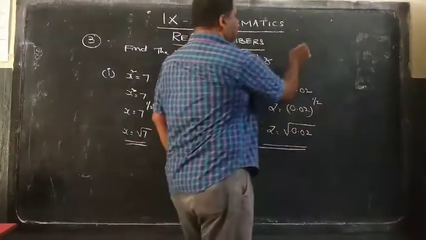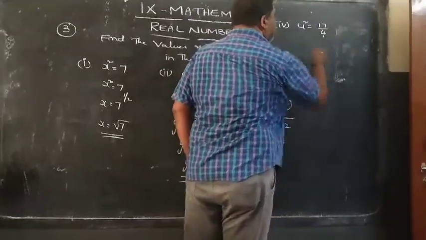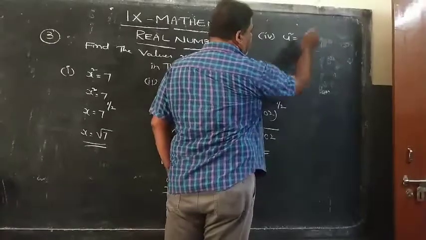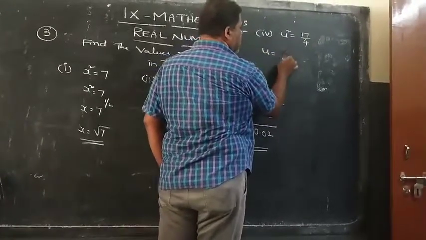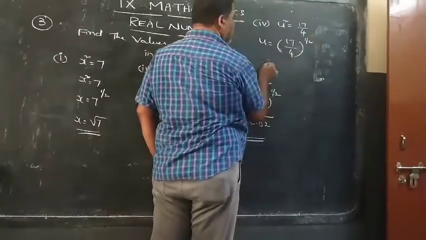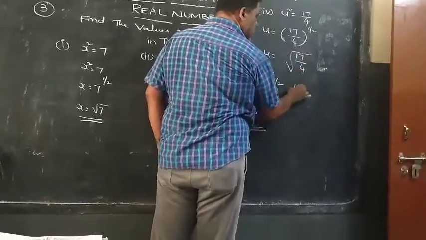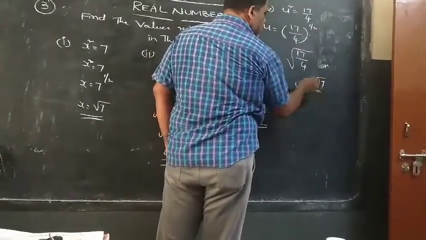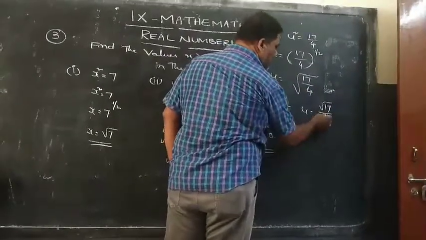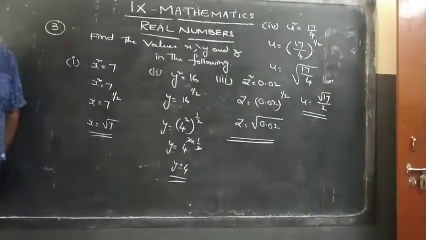Now fourth bit, u square is equal to 17 by 4. If you remove square here, power will become 1 by 2. So u is equal to 17 by 4 whole to the power 1 by 2. Power 1 by 2 is nothing but root. This square root of 4, we know its value is 2. So you can take 4 out from the root. So it will become u is equal to root 17 by 2.